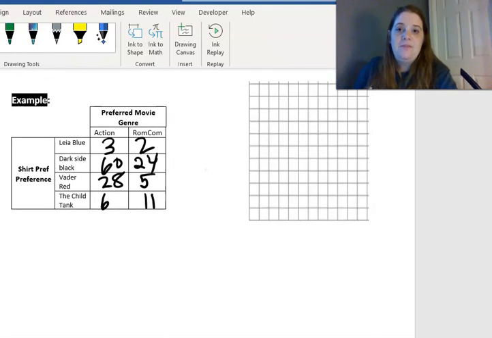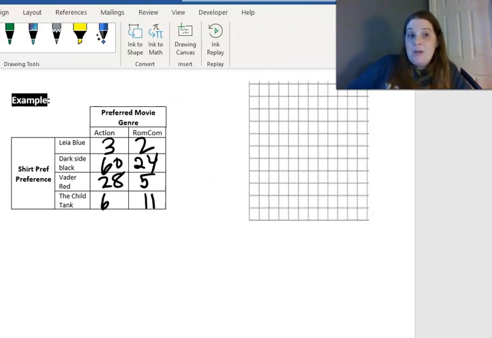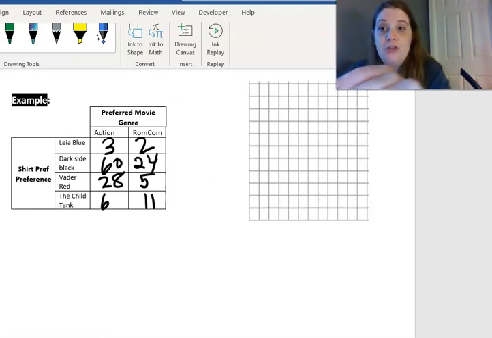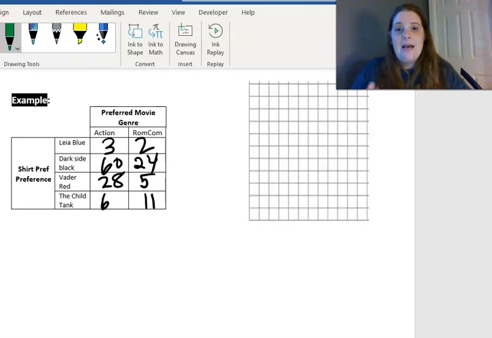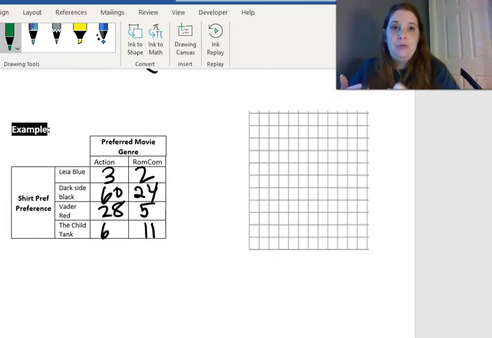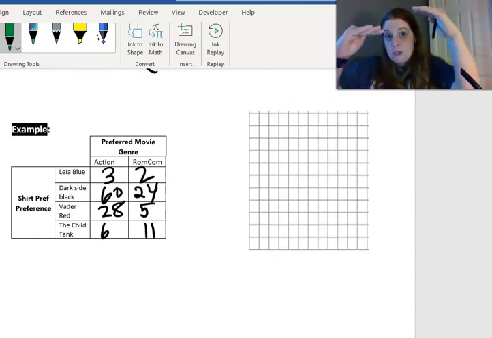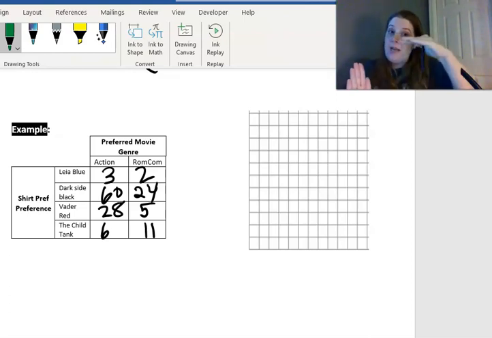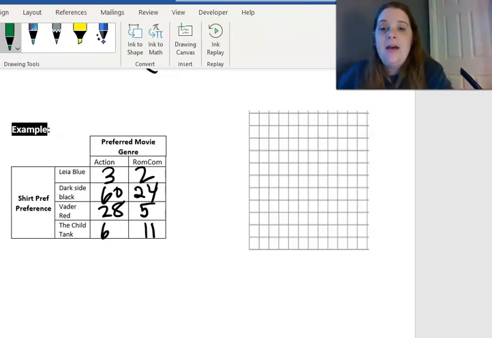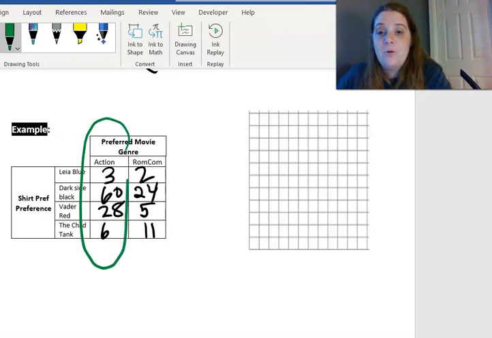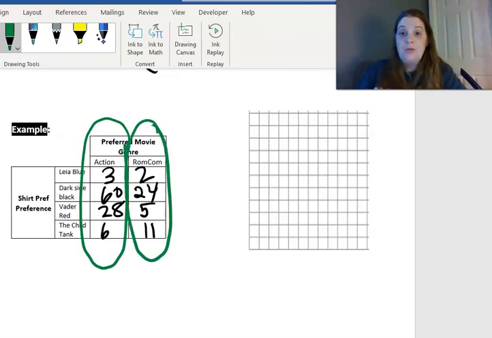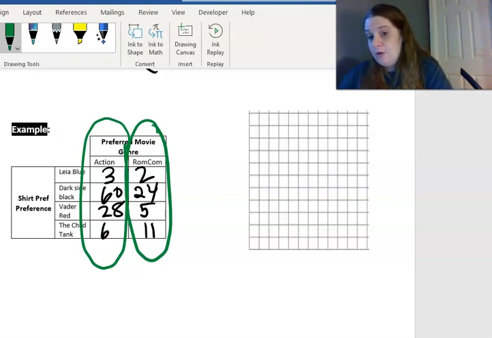All right, so here are my raw counts. These are my frequencies. What I want to do is a conditional distribution. So I have to decide whether I want to do 2 bars that have 4 sections or 4 bars that have 2 sections. I'm going to do 2 bars that have 4 sections, so action is 100% and romantic comedy is 100%.